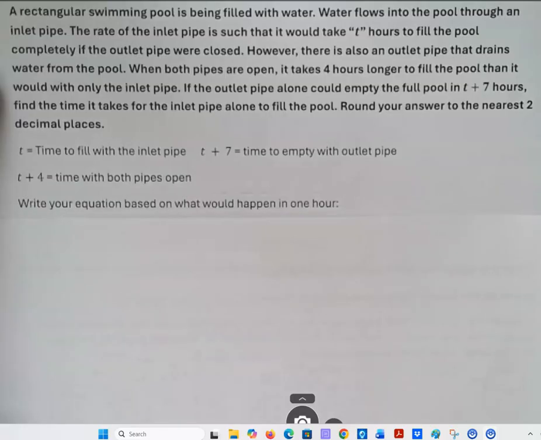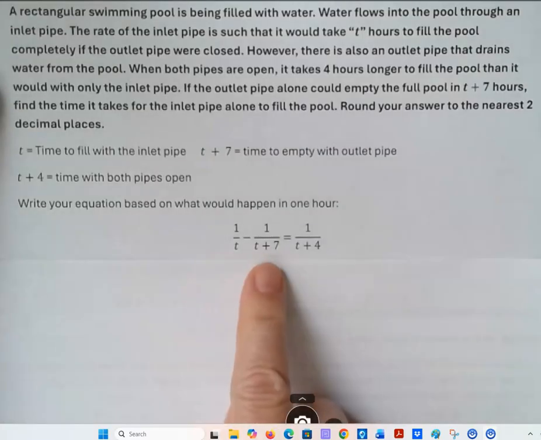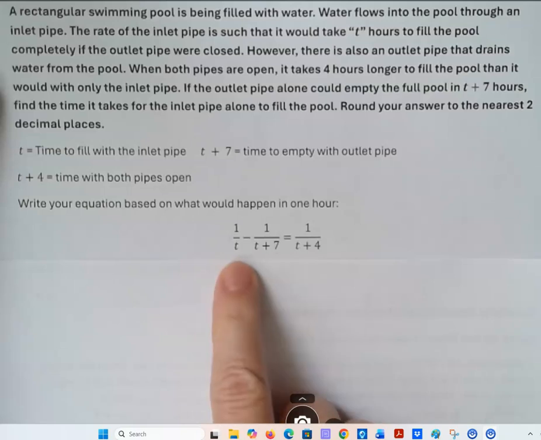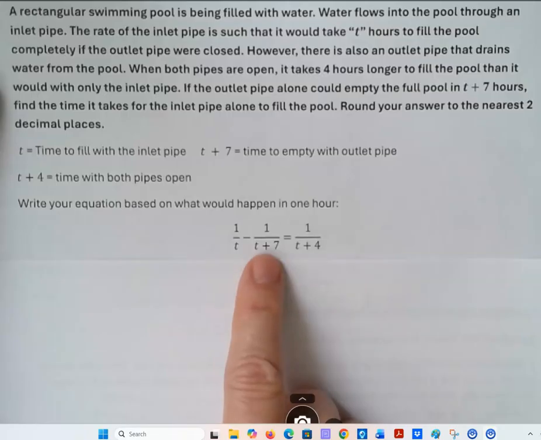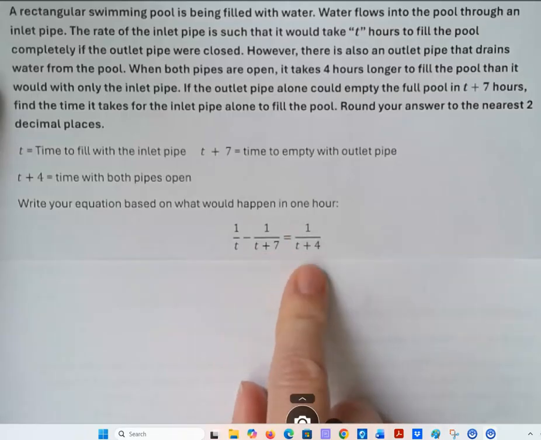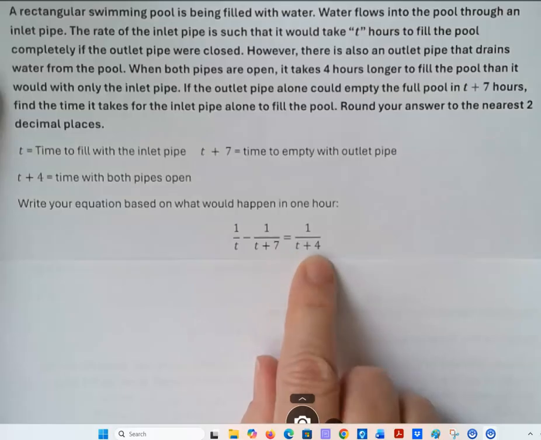So what we're interested in is what would happen in 1 hour. In 1 hour, we'd have 1 over T for what the inlet pipe was doing. We have 1 over T plus 7 for what the outlet pipe is doing. And we're subtracting these because water's coming in and the outlet is taking away from that job, so we're subtracting the water that's going out. And then we know that in 1 hour, we have 1 over T plus 4 of the job done, because that's how long it takes if both pipes are open.